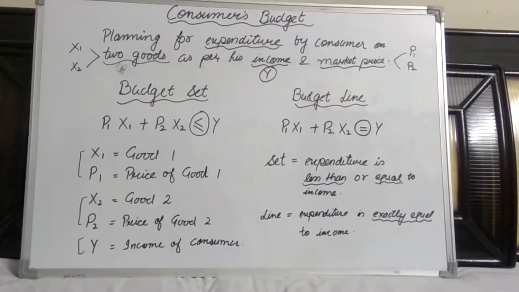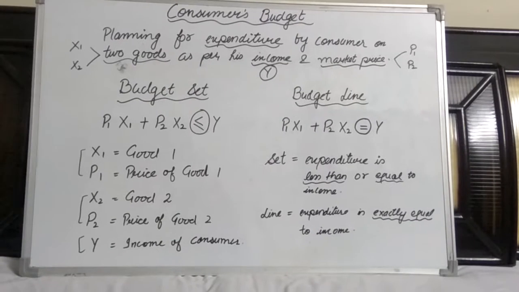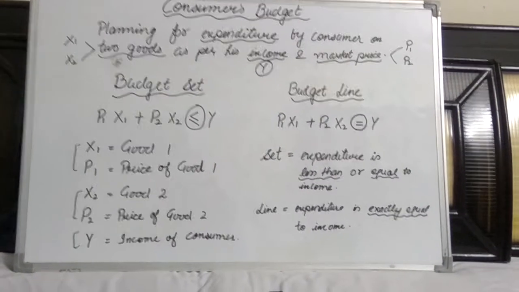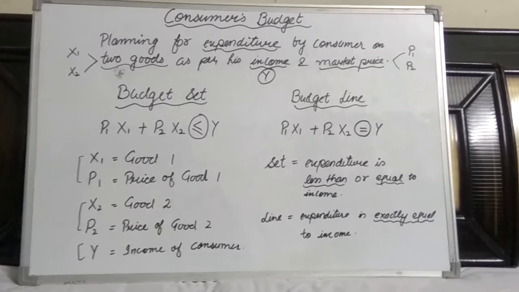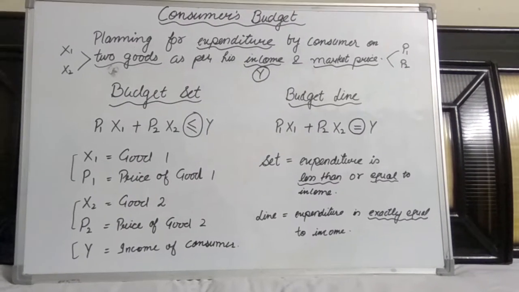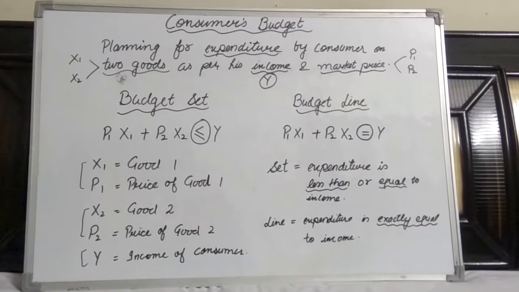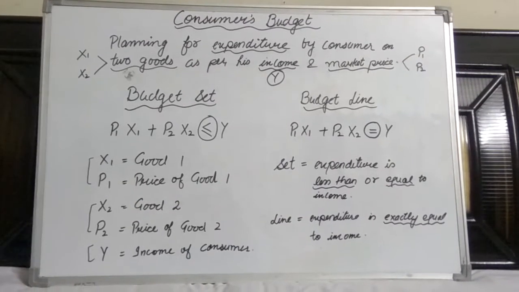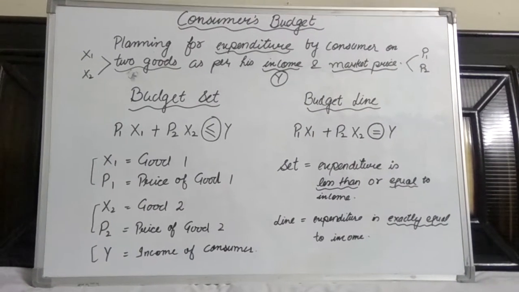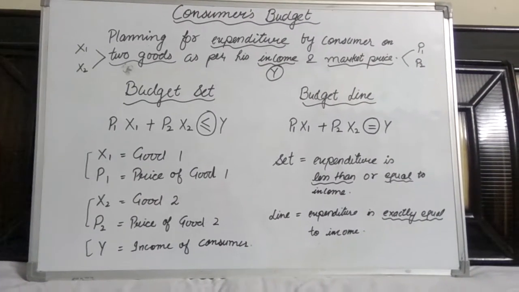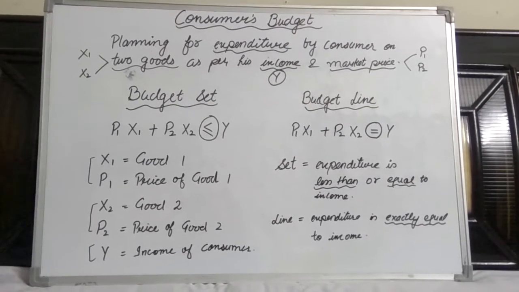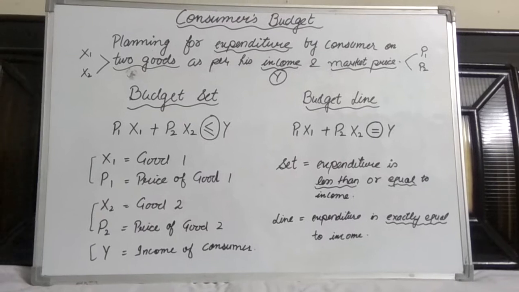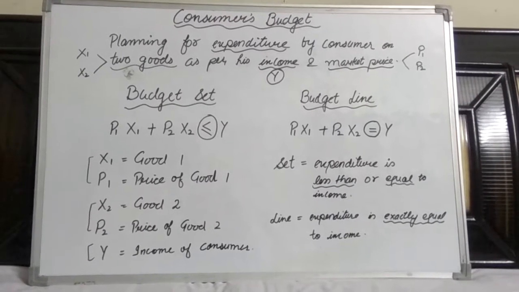Consumer budget refers to planning by the consumer for expenditure on two goods as per his income and market prices of the goods. So, whatever planning is done by the consumer on his expenditure to get equilibrium is concerned with consumer's budget. Here we are going to discuss the different components in this definition.